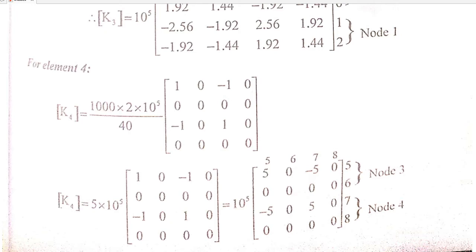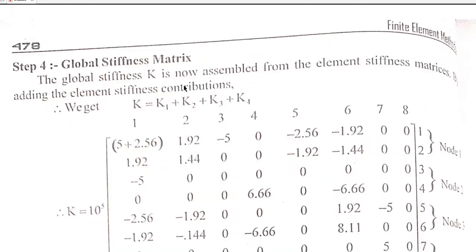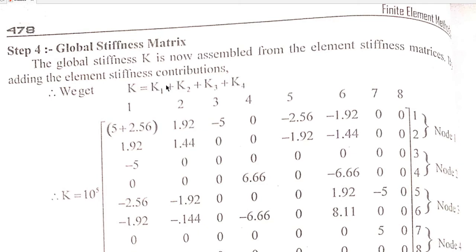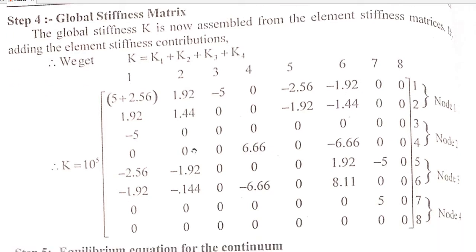Global stiffness matrix. That is K is equal to the sum of K1 plus K2 plus K3 plus K4. Correct? What is the size of the matrix now? 8 into 8. So in the page you have to write properly. Use some space when you're writing the column number and row number. If the page is ruled, it's easy to write one row in each line, or if it's unruled, write neatly.